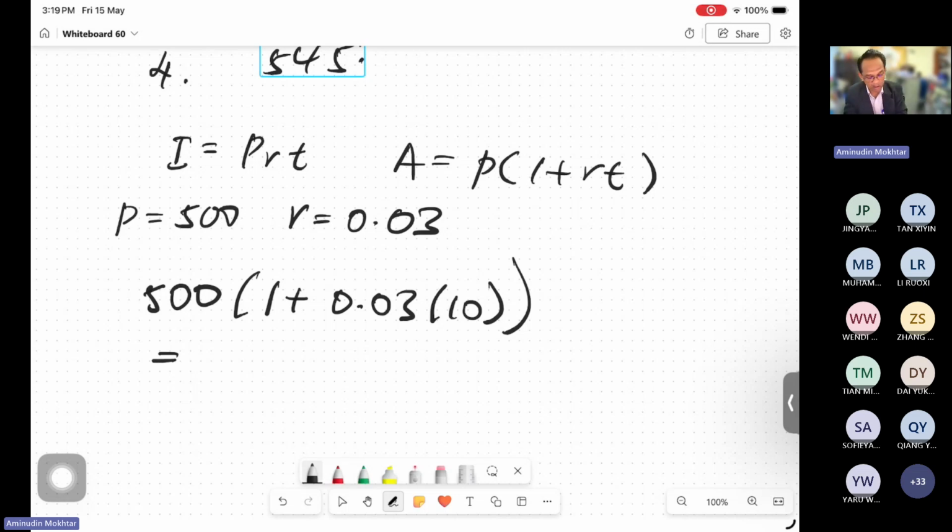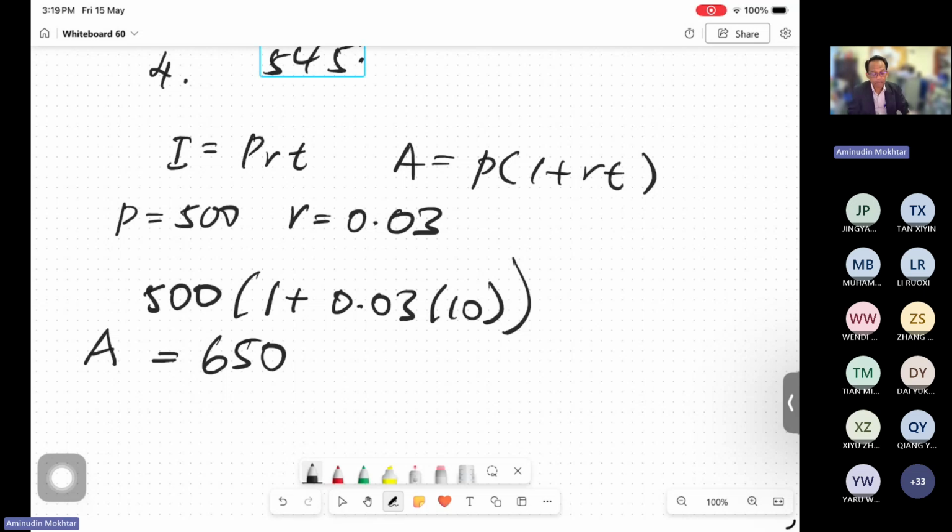after 10 years, you need to calculate this. There is A equal to 500 times (1 plus 0.03 times 10). And then the total amount of money is 650. At the end of year 10, your total saving now is equal to 650. That is the accumulated amount after 10 years.